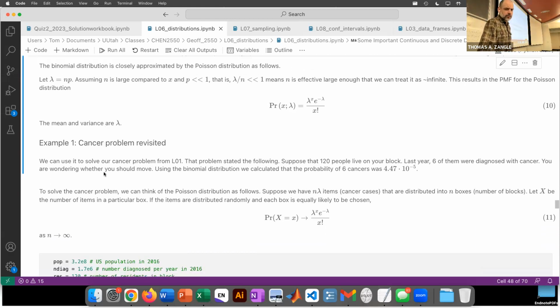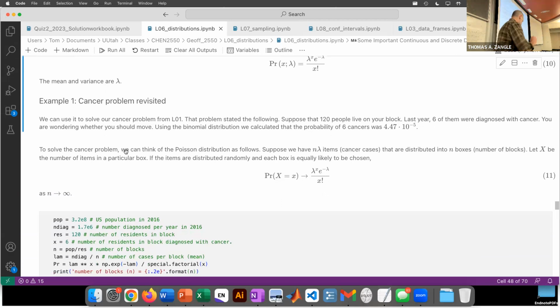As an example, we can use it to approximate our results from that cancer problem. Just remember, suppose we have 120 people living on your block. Last year, 6 of them were diagnosed with cancer, and you're wondering whether or not you should move. Using the binomial distribution, which we derived in lecture 1, we showed that the probability of having 6 people on your block diagnosed with cancer in a given year was 4.5 times 10 to the minus 5.